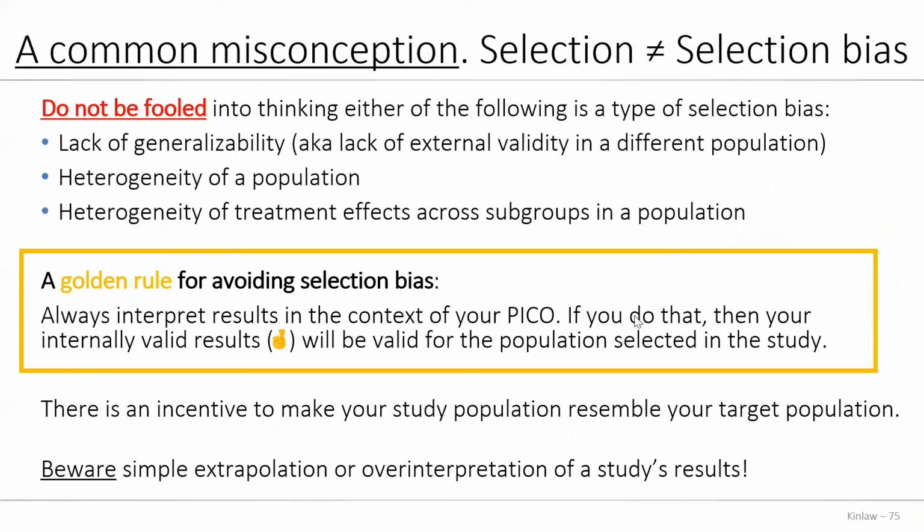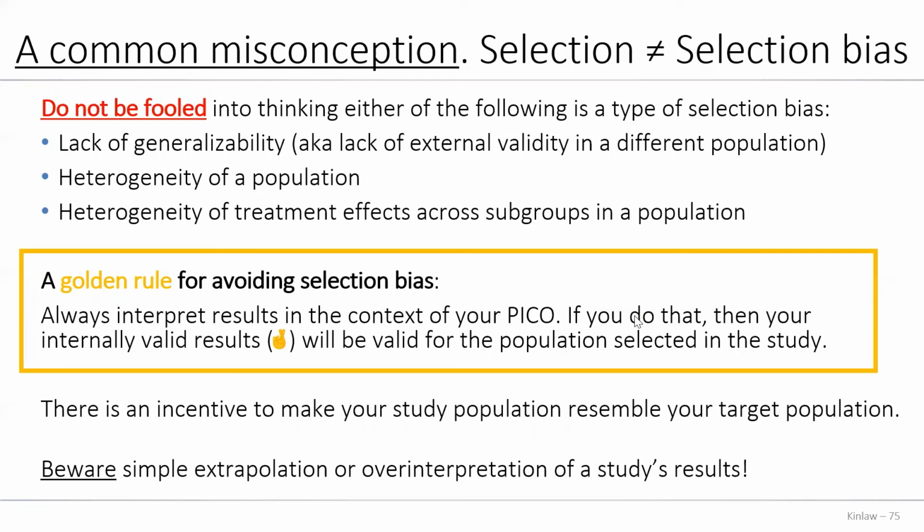One common misconception is that selection of a study population implies selection bias. Do not fall for this. Just because a study cannot be generalized to other populations does not mean that it was not valid for the target population that it set out to study.